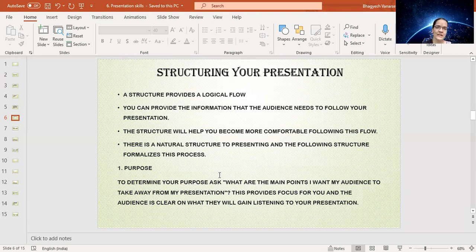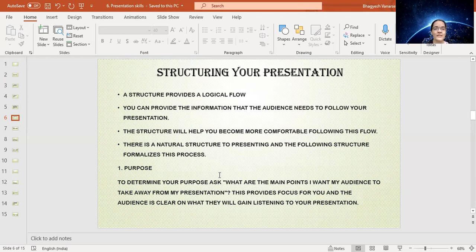As we have seen, we started with what we mean by presentation, why it is important, and on which different occasions we use presentations. Now we'll see how we are going to structure a presentation, how we are going to make a presentation. You can provide the information that the audience needs to follow your presentation. The presentation will help you become more comfortable following this flow. There is a natural structure to present, and following the structure formalizes this process.